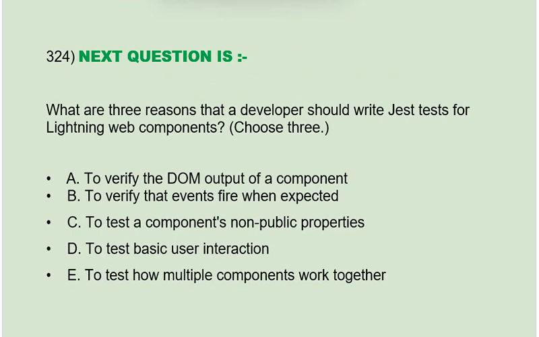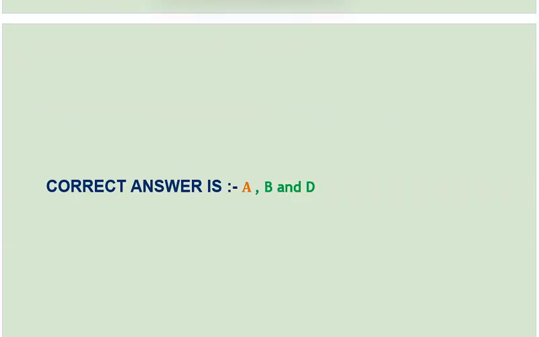Question is, what are the 3 reasons that a developer should write Jest tests for Lightning web components? Select 3 options. Option A, to verify the DOM output of a component. Option B, to verify that events fire when expected. Option C, to test a component's non-public properties. Option D, to test basic user interaction. Option E, to test how multiple components work together. Correct answer is option A, B and option D.